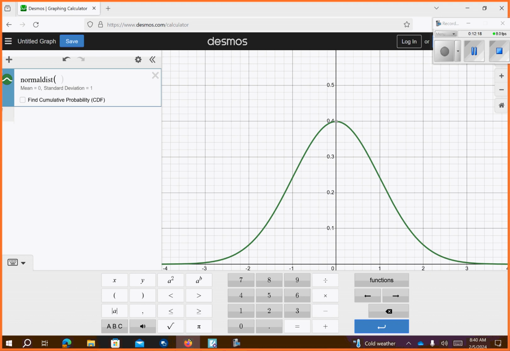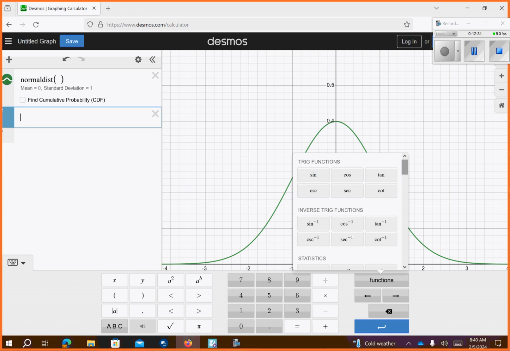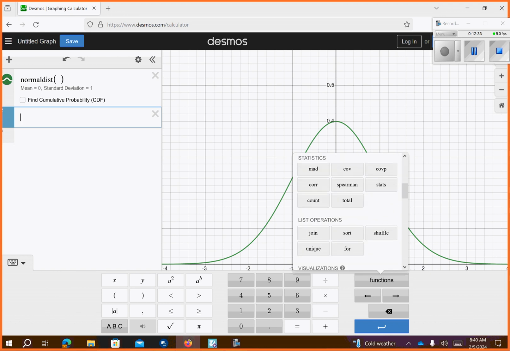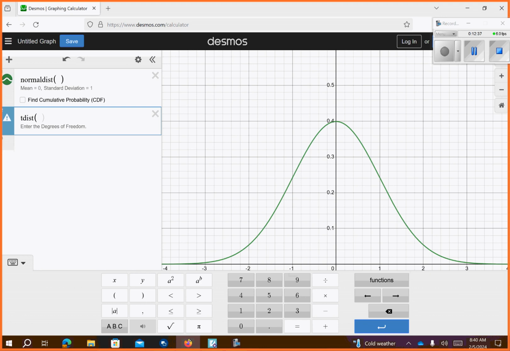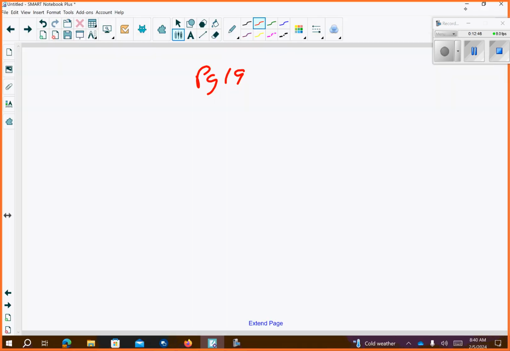Normal distribution looks like this. Everyone agree? If I do a t-distribution, and a t-distribution revolves around 0 and a standard deviation of 1 as well. But if I go and I take a look at a t-distribution, notice what it says on the bottom of the screen. It says degrees of freedom. Okay, so let me describe to you what degrees of freedom would be.